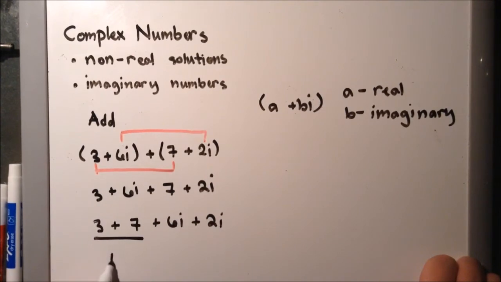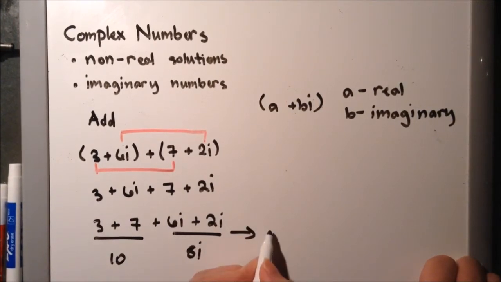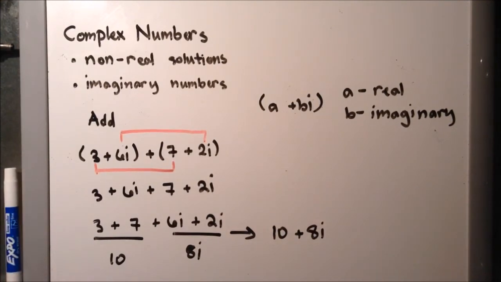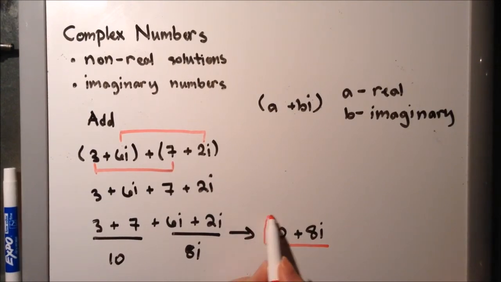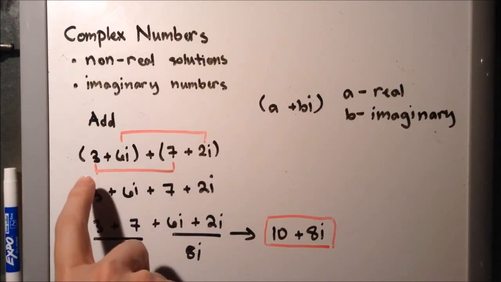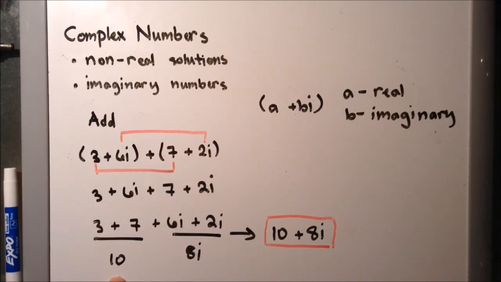So 3 plus 7 is 10. Positive 6i plus 2i is 8i. So real number comes first, so 10. And then since the 8i is positive, so plus 8i. And that is our answer, our final solution. So that's all you have to do with addition. But keep in mind, since this is positive, that's why positive 10. If it was a negative, then it would be a different number.